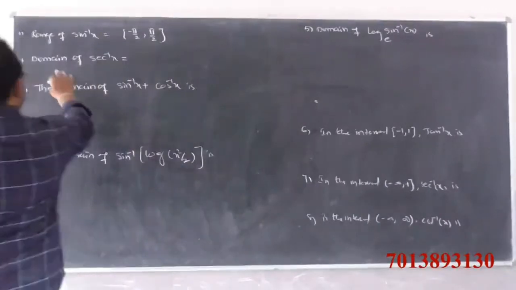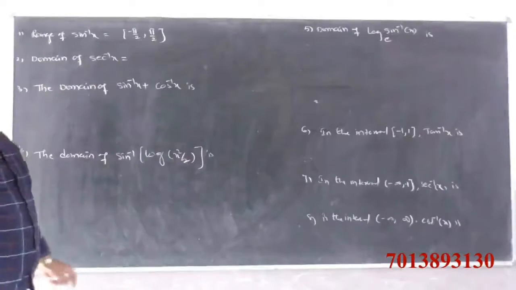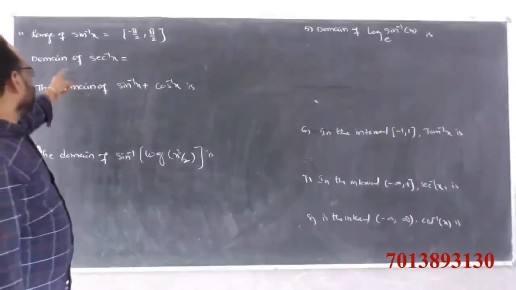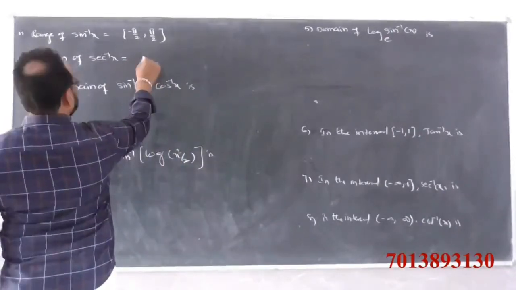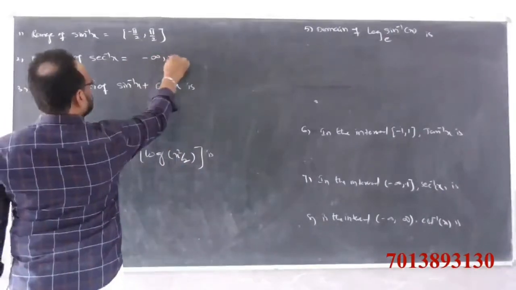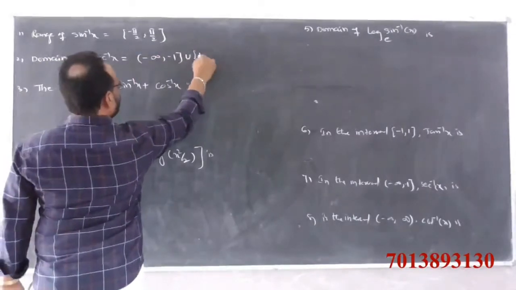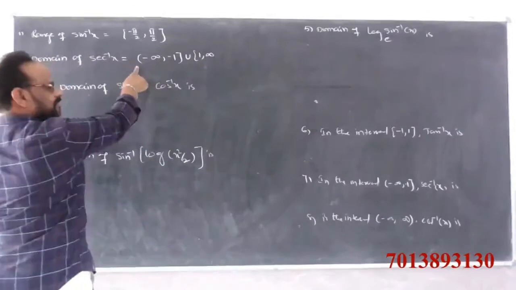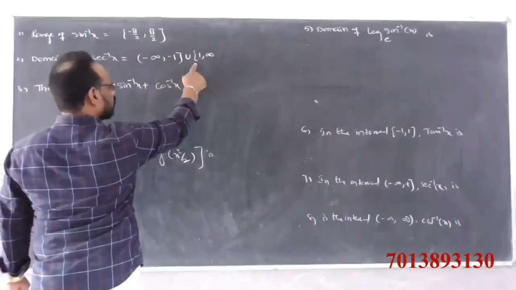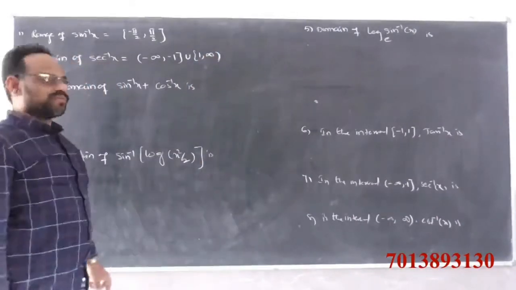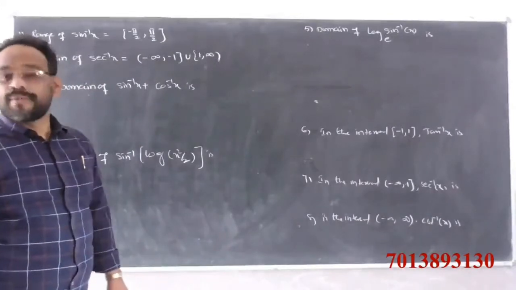And the second one, observe. What is the domain of secant inverse x? We want the domain of secant inverse x. Already we know that the domain of secant inverse x is clearly -infinity to -1 union 1 to infinity. Left open, right closed, -infinity to -1 union, left closed, right open, that is 1 to infinity. This is the domain of secant inverse x.